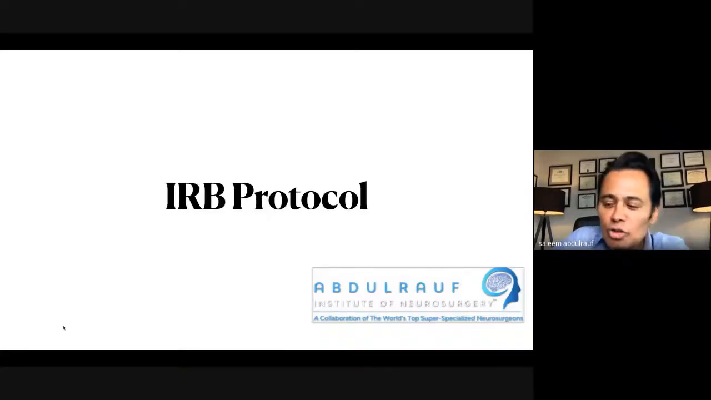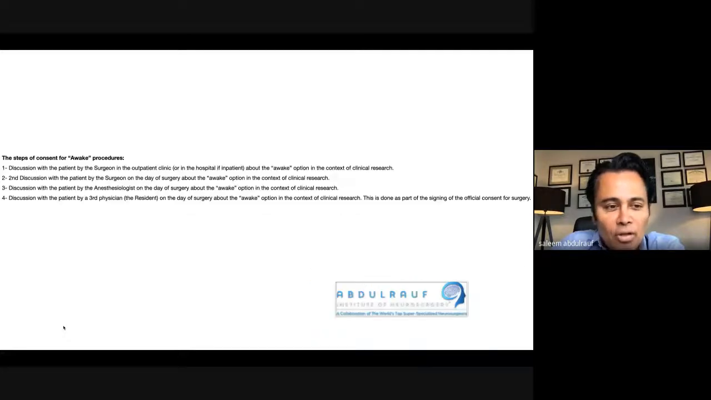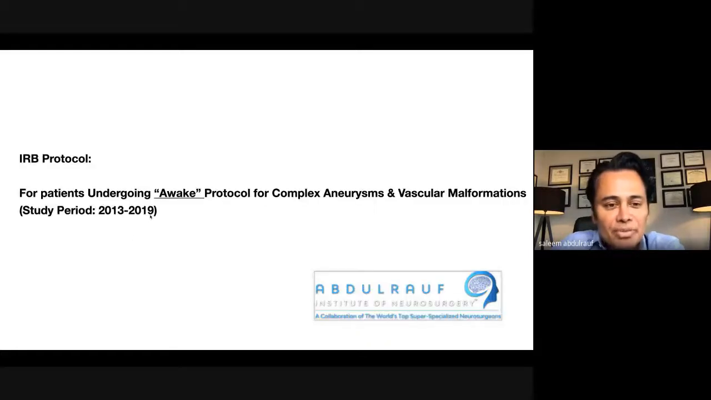So I'm going to explain to you how we did this awake work over the last few years. This was under IRB protocol. The consent for the patient required multiple steps. Consent by the surgeon, outpatient clinic, or in the hospital. Consent by the surgeon on the day of surgery. Consent by the anesthesiologist. Consent by the resident. So it's a very detailed procedure to explain to the patient this option.